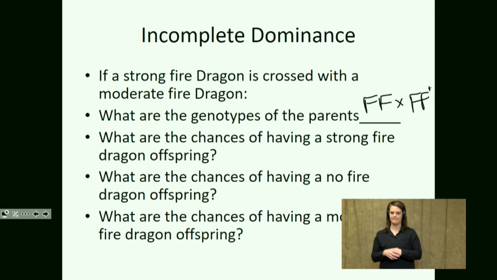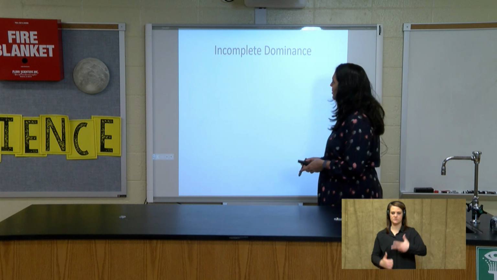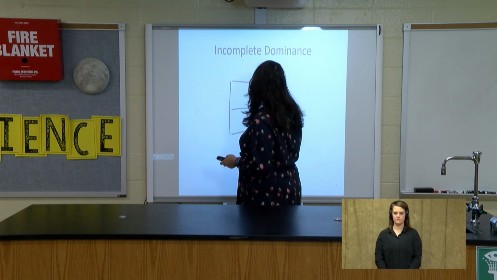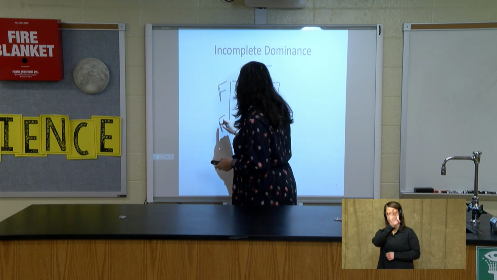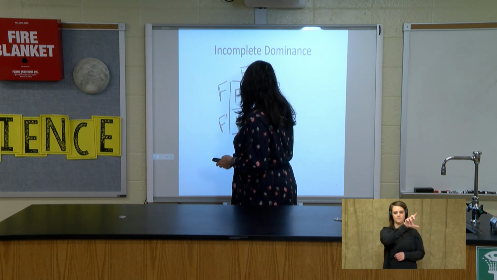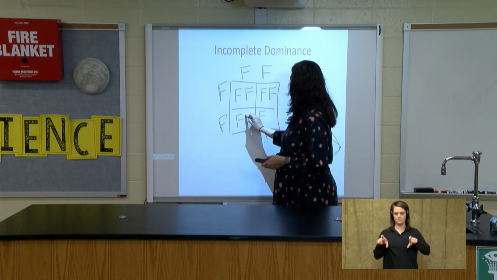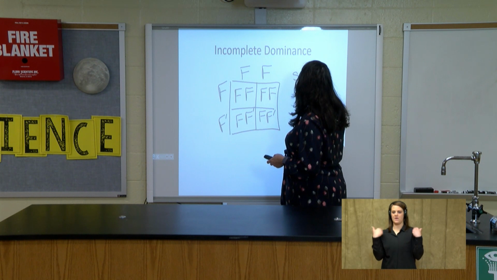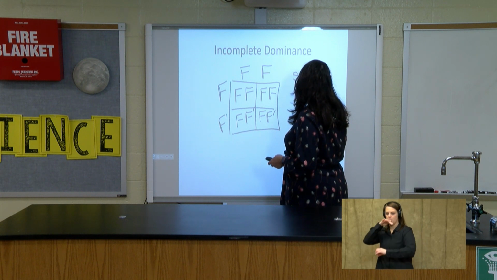What are the chances of having a strong fire dragon offspring? What are the chances of having no fire? And what are the chances of having a moderate fire offspring? So let's do our Punnett square. We have a strong fire, which was capital F, crossed with a moderate fire. We fill in columns first, now our rows. Let's look at this. So it asked, what are the chances of having a strong, moderate, and no fire dragon?